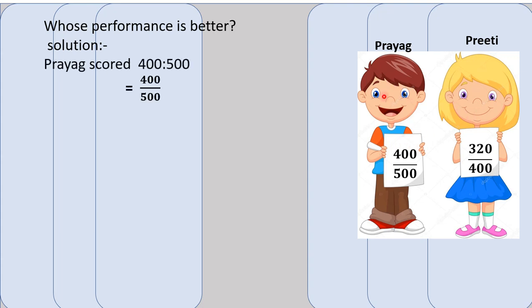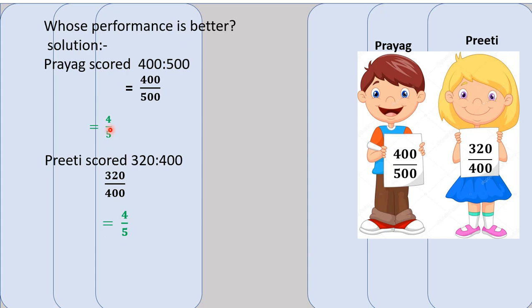Start from Prayag. Prayag scored 400 out of 500 marks. When we simplify this, we get 4/5. So Prayag scored 4/5. Whereas Preeti's score is 320 upon 400, and when we simplify, 0 and 0 will cancel out and we get 32 upon 40. 8 fours are 32, 8 fives are 40. So we get Preeti's score is 4/5. Now observe this. Prayag scored 4/5. Also Preeti scored 4/5.